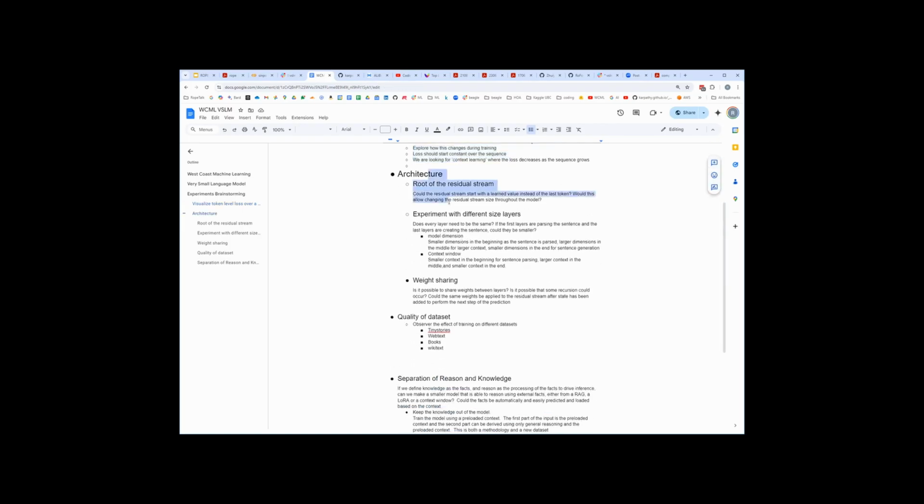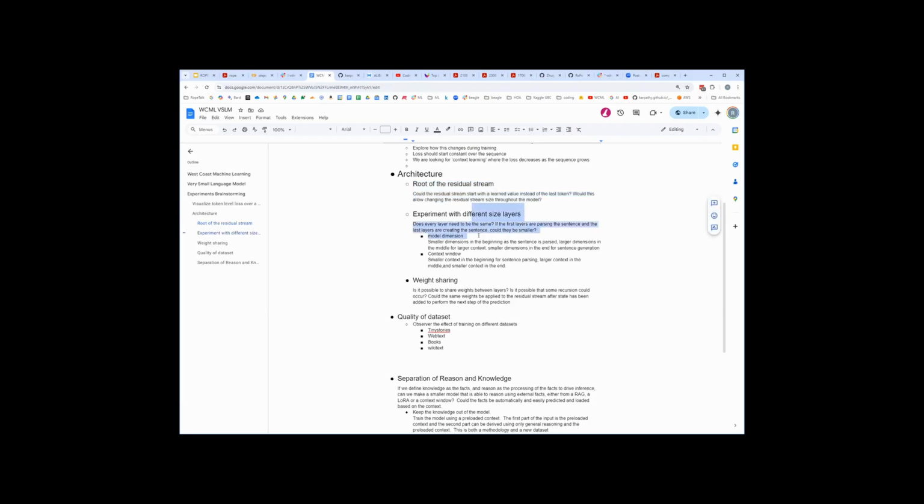There are some experiments I was thinking of in terms of the residual stream. Why is it that the residual stream starts with the last input token? And could you instead start from some learned, most optimal starting point for sequences or for token prediction?